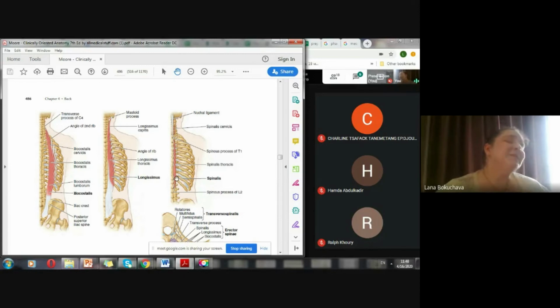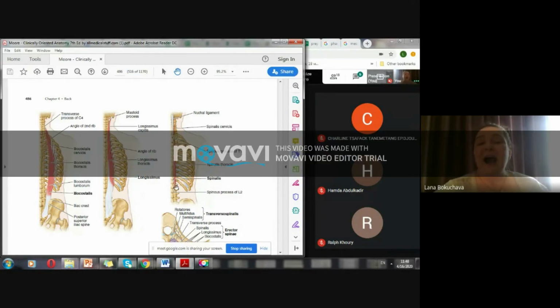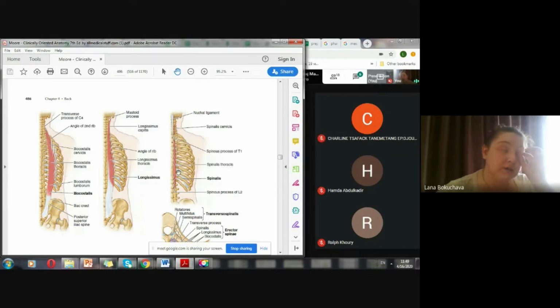I do believe the name is also very clear why we call it spinalis. You see how it is mainly associated with the vertebral column rather than any other parts, yes? So as a result, this part, or this subdivision, let's call it that, is what we call the spinalis muscle.